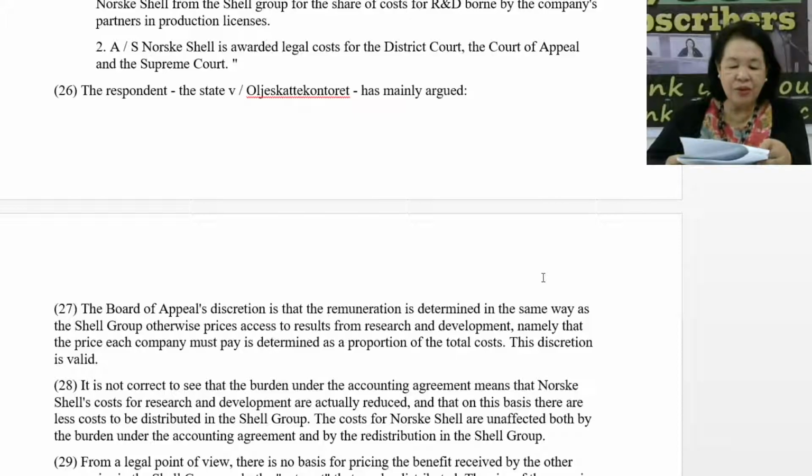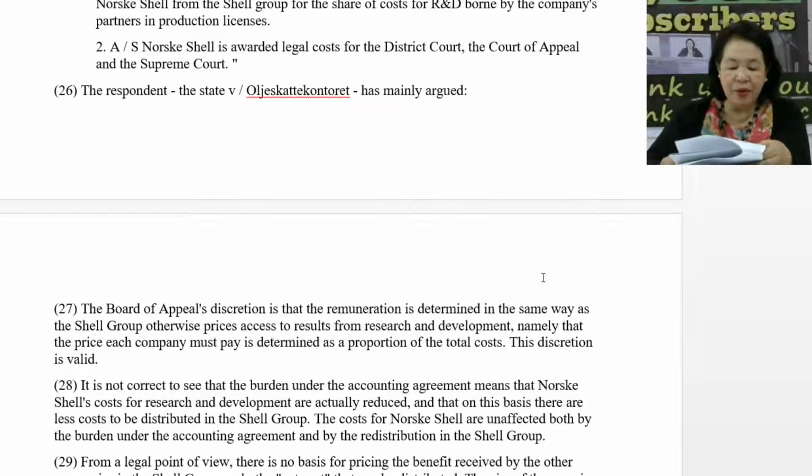It is not correct to say that the burden under the accounting agreement means that Norske Shell costs for research and development are actually reduced, and that on this basis there are less costs to be distributed in the Shell Group. The costs for Norske Shell are unaffected both by the burden under the accounting agreement and by the redistribution in the Shell Group, no?